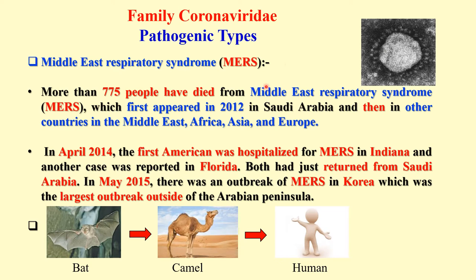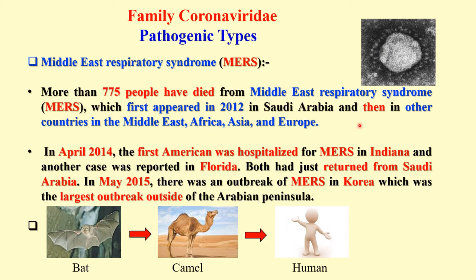If we look at the history of the MERS virus, previously around 775 people have died from infection with the Middle East respiratory syndrome, or MERS virus. This virus appeared first in Saudi Arabia in the year 2012. And then this virus appeared in other Middle Eastern countries, in Africa, Asia, and appeared as well in Europe.